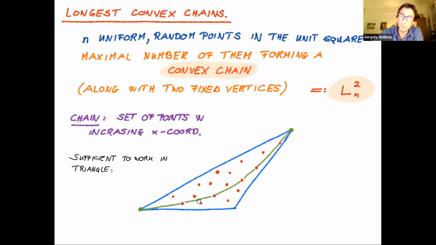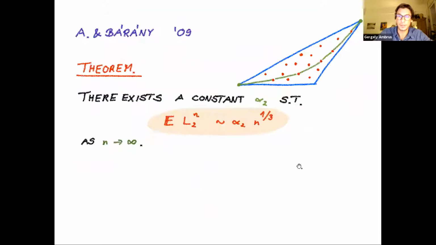And now we ask for the maximal number of points which, together with two fixed vertices, let's say this is 0,0 and this is 1,1, form a convex chain. We ask for the maximal number of such points, and this is what we are going to call the length of the longest convex chain. We're going to denote it by L2n. This 2 stands for the convexity, or we can also think of the second derivative being positive. A chain is just a set of points with increasing x coordinates. So that was the question that we studied.